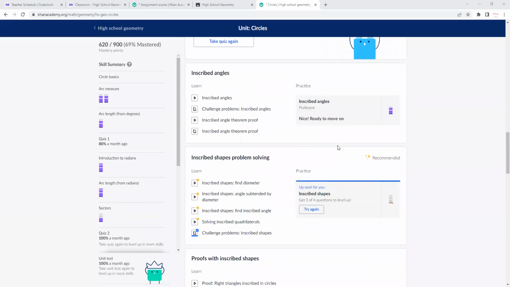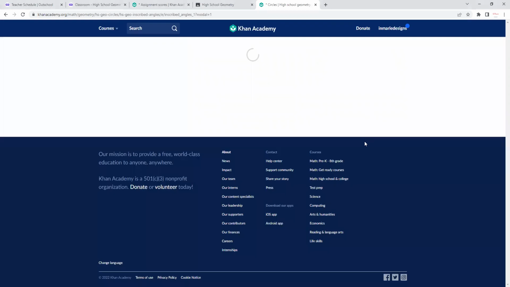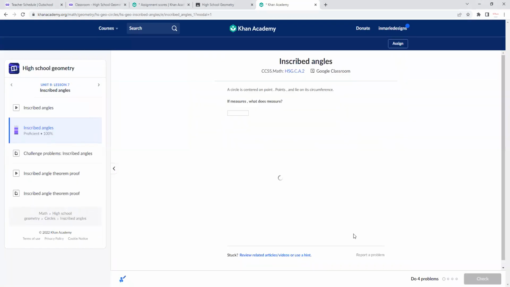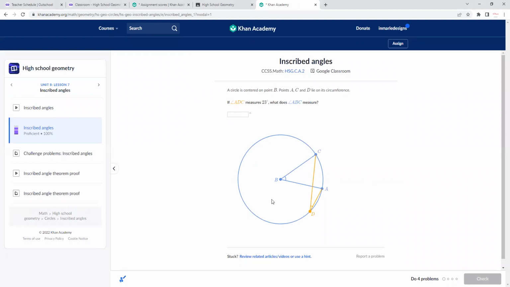Okay, so let's finish up the circle unit on Khan Academy. First we're dealing with inscribed angles, which are pretty easy, but these can get very complicated when it comes to angles and circles. So these are pretty much the basics before you start getting into the more challenging stuff involving angles and circles. An inscribed angle is when they share the same arc.